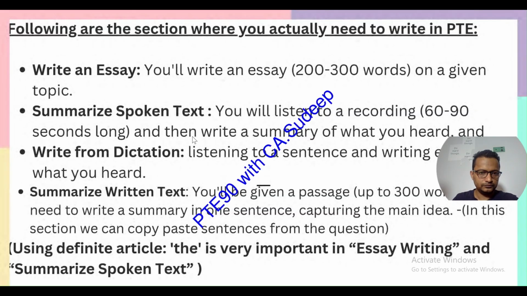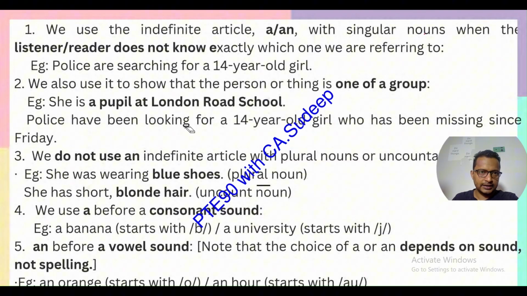Yeah. So now the application would be, let's go quickly down, down, down, A and N, right? So for example, we use the indefinite article. The indefinite article is A and N with singular nouns, when the listener or reader does not know exactly which one we are referring to. That's why these are called indefinite articles, because that is not known to the listener and the speaker.